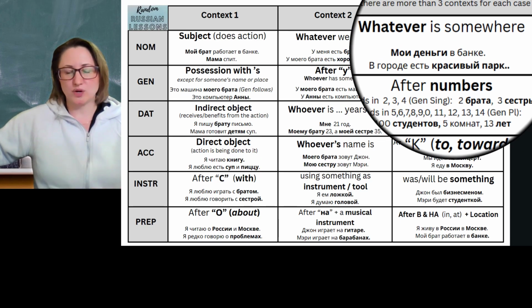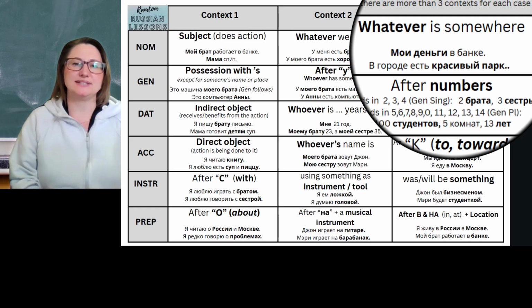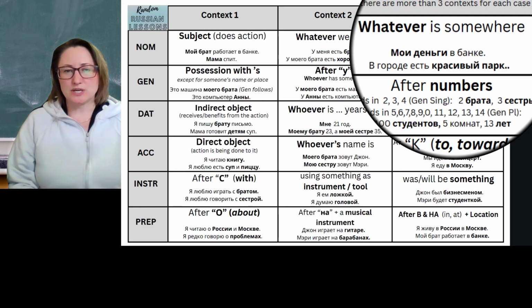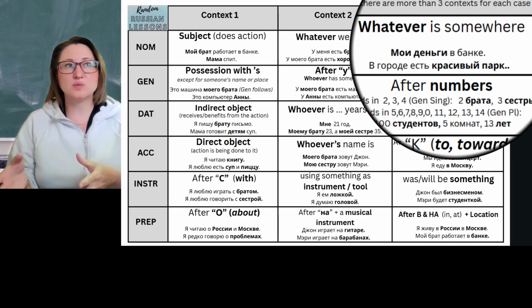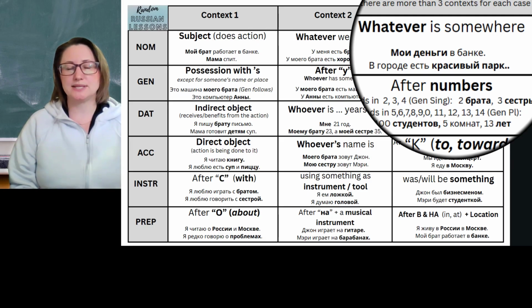Whatever is somewhere. Once again, it is the subject of a sentence. But I do find it easier for my students to categorize this, have these subcategories of context. So whatever is somewhere is going to be the nominative case. For example, "Мои деньги в банке," which means my money is at the bank. What is somewhere there, at the bank? My money. My money is the subject of a sentence.